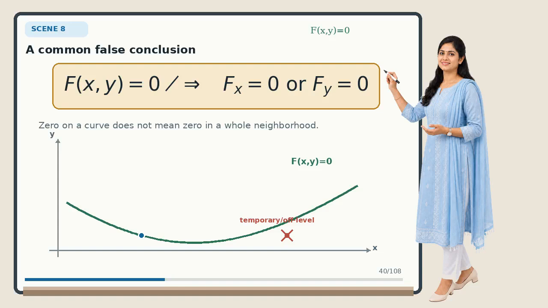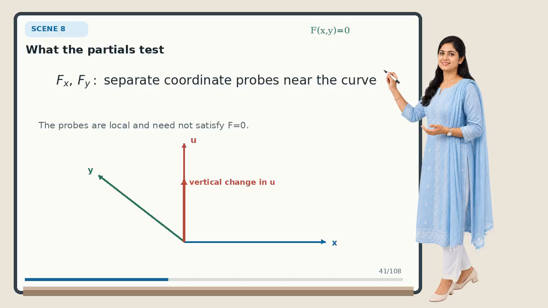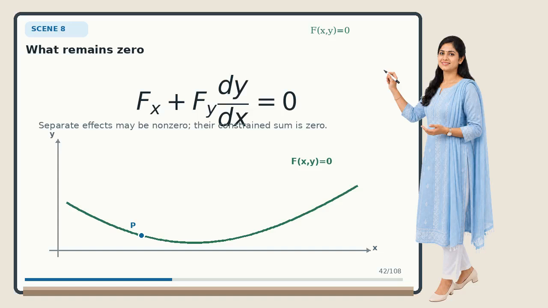Do not conclude that because f is 0 on the curve, its partial derivatives must be 0. The statement f equals 0 is restricted to the level curve. F sub x and f sub y ask what would happen under separate coordinate movements. Those temporary movements may leave the curve, so the function value can change. Only the combined total change along the constrained direction must be 0. That combined direction is the tangent direction of the implicit curve.